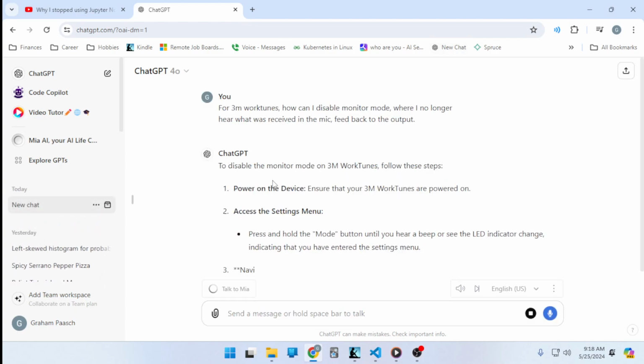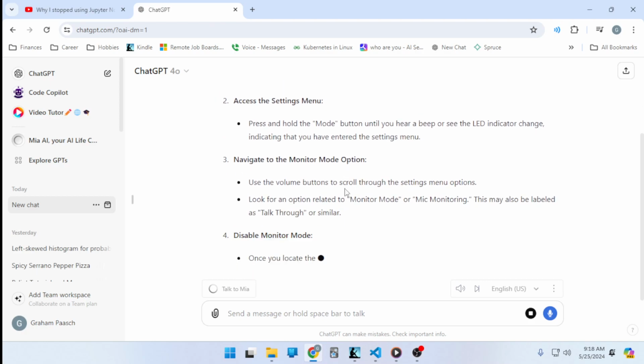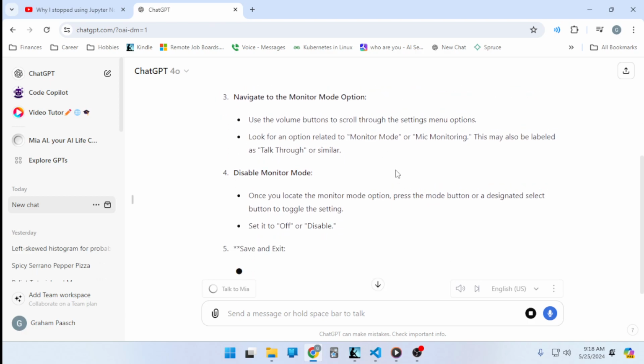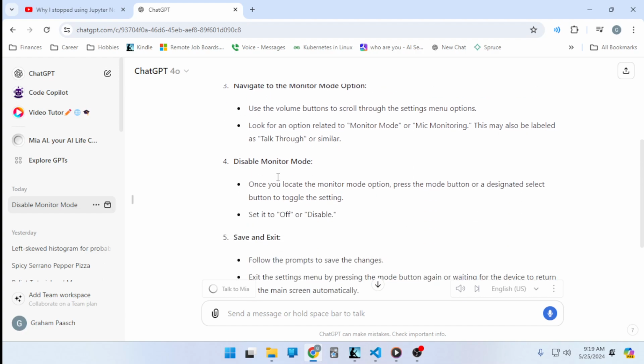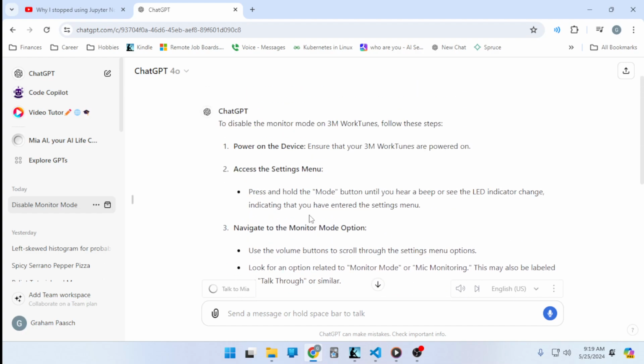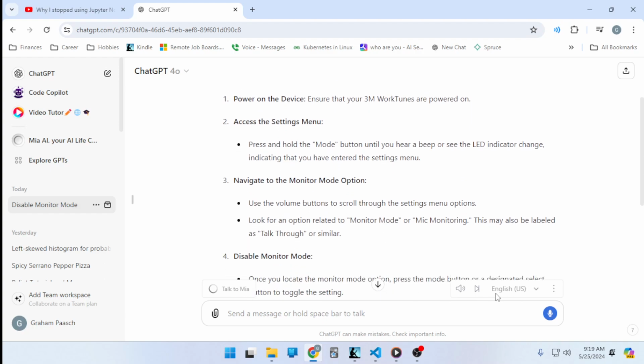To disable the monitor mode on 3M WorkTunes, follow these steps. Power on the device. Ensure that your 3M WorkTunes are powered on. Access the settings menu. Press and hold the mode button until you hear a beep or see the LED indicator change, indicating that you have entered the settings menu. Navigate to the monitor mode option. Use the volume buttons to scroll through the settings menu options. Look for an option related to monitor mode or mic monitoring. This may also be labeled as talk through or similar. Disable monitor mode. Once you locate the monitor mode option, press the mode button or a designated select button to toggle the setting. Set it to off or disable.